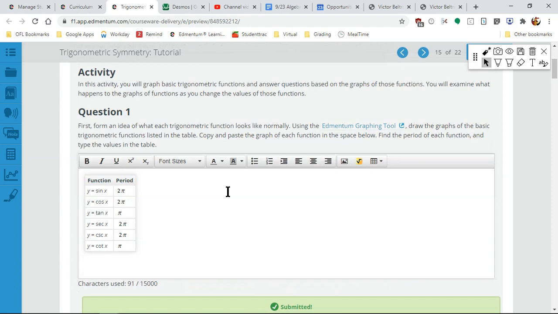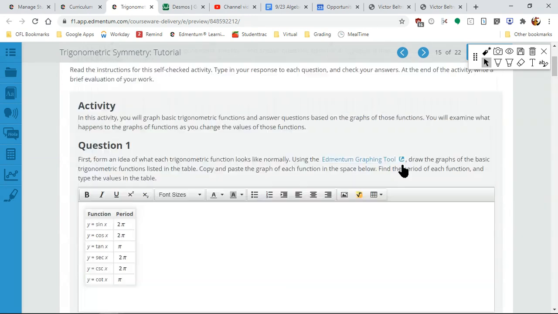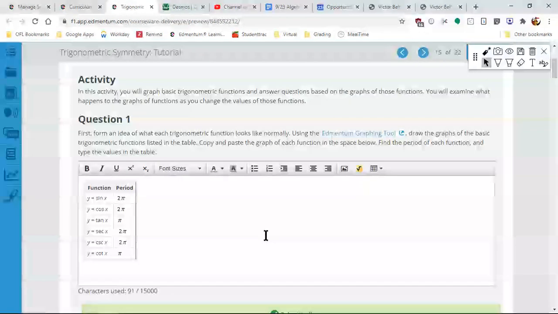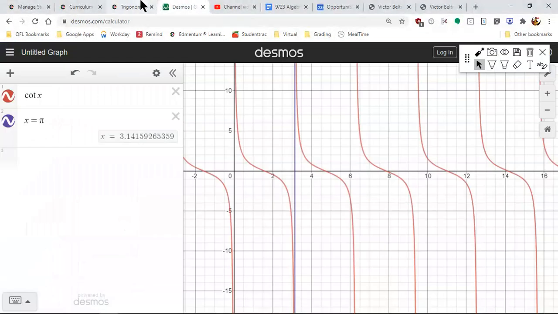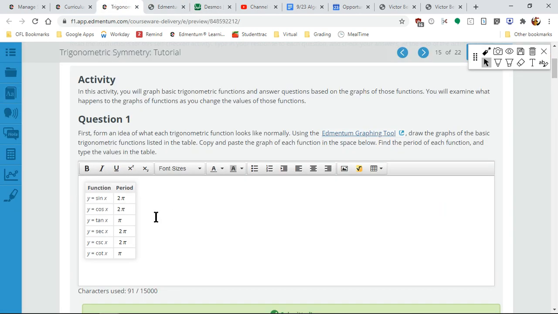And that's how we figure it out. So it's like copy and paste the graph of each function. You guys can do that. I haven't been doing it. I don't even think it gives you a tool to screenshot it. Yeah, you're going to have to screenshot it. So you can use this to graph if you want. Graph new equation. And then just screenshot it and cut a picture of this and paste it onto here.